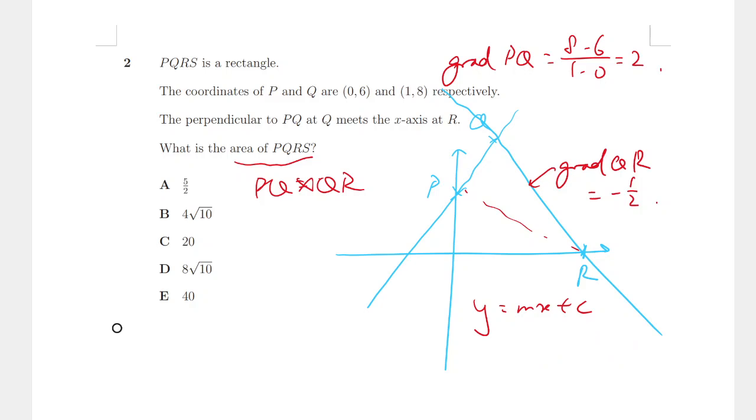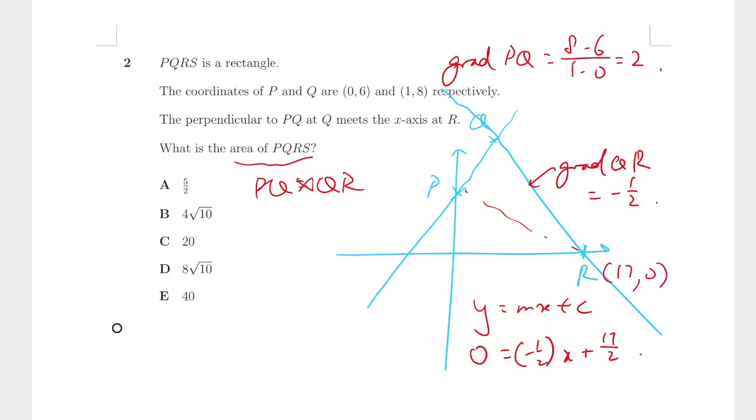Then we need to find R. So when does R happen? R happens when y is 0, yeah? So 0 equals -1/2 x plus 8.5. 8.5, that's 17 over 2. So that means that x is how many? 17. x is 17. Lovely. So R is 17, 0.